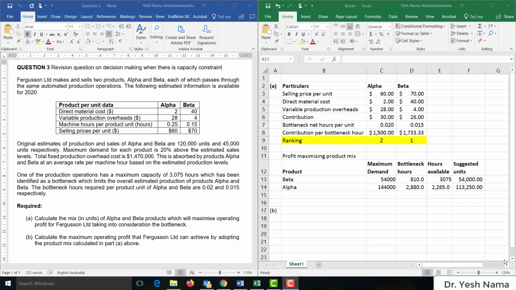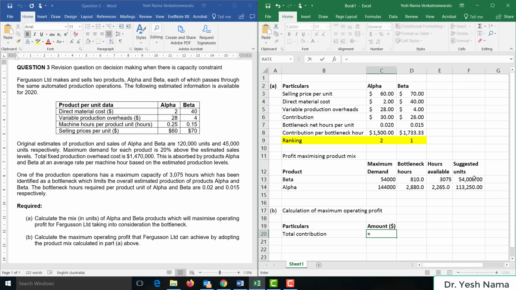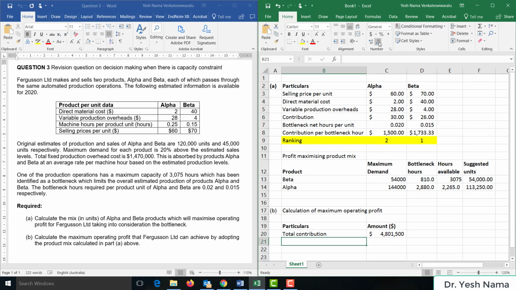Let's move on to part B. Part B requires us to calculate the maximum operating profit that Ferguson Limited can achieve by adopting the product mix calculated in part A. So let's calculate the maximum operating profit. So let us first calculate the total contribution that we can earn by following the suggested production. So we've suggested 54,000 units of beta times contribution per unit of beta 26 plus 113,250 units of alpha times contribution per alpha 30. So total contribution that we can generate is 4.8 million.